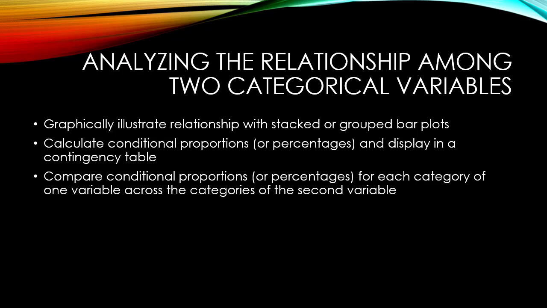Analyzing categorical variable relationships involves graphical illustration with stacked or grouped bar plots, calculation of proportions or percentages to display in a contingency table, and the study of the statistics in that table. In the next video, we will see how to create these graphs and calculate these statistics using R.